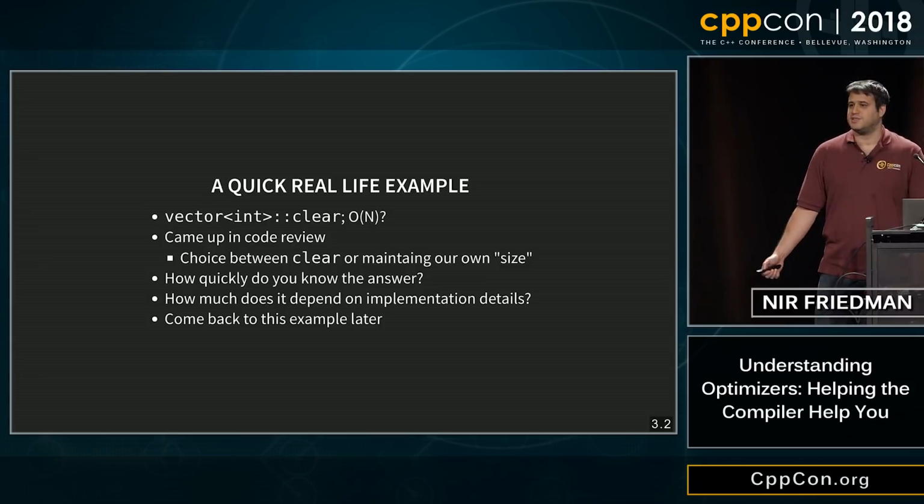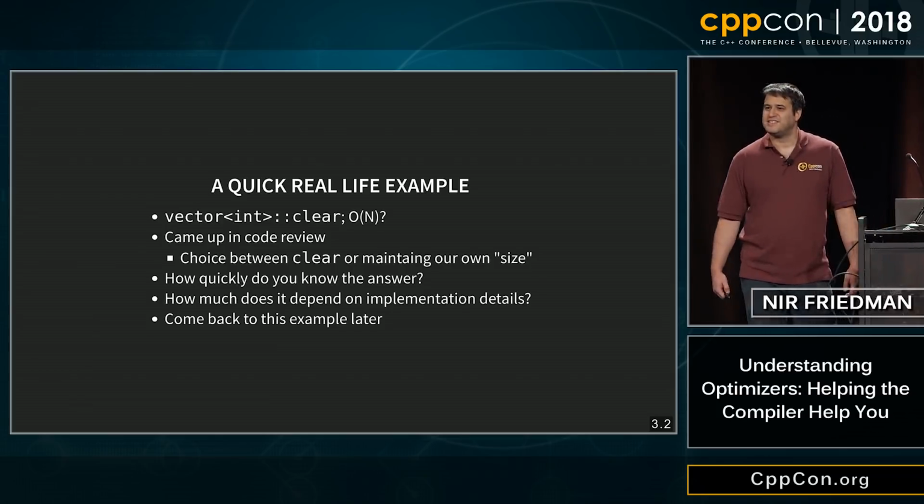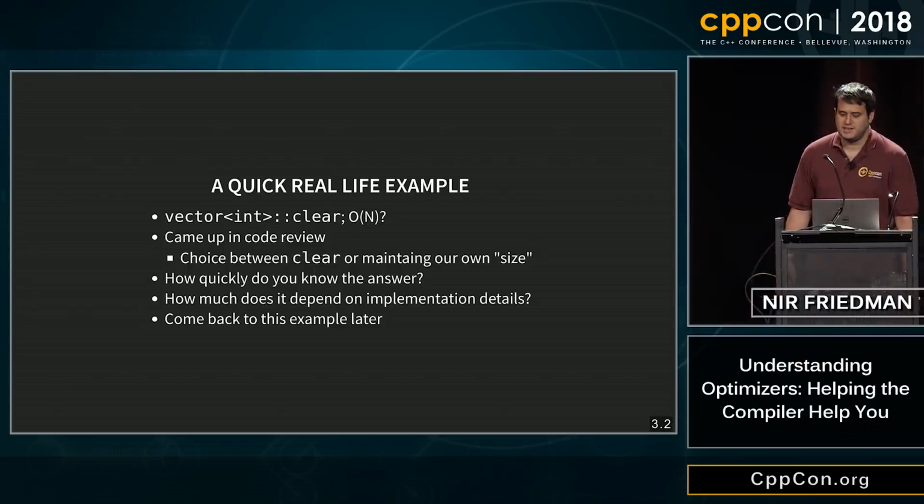So if you have a vector of int, is it still going to be O(n)? How many people think yes? How many people think no? How positive are you? 100%? So fewer hands. We'll come back to this example later.